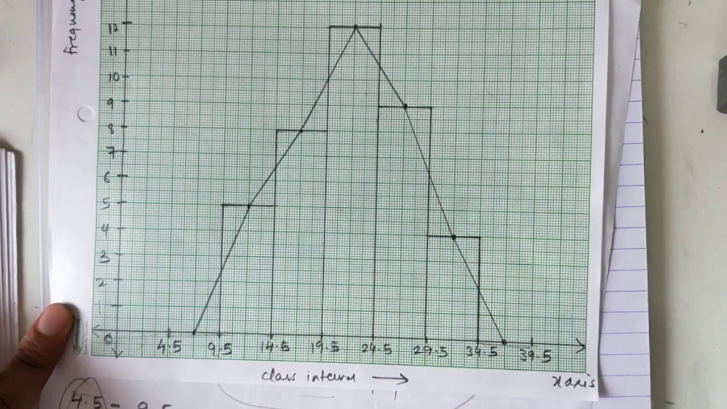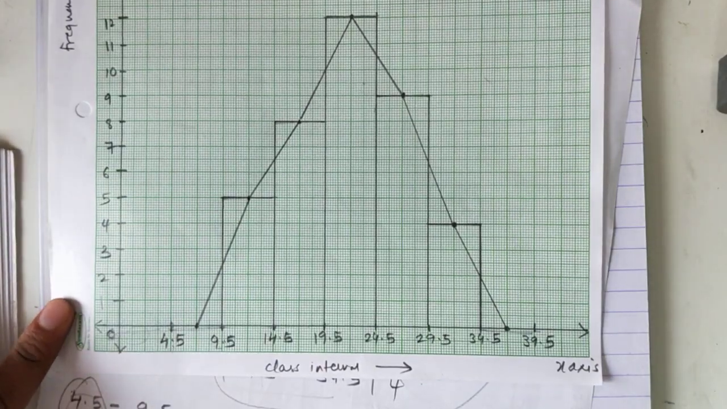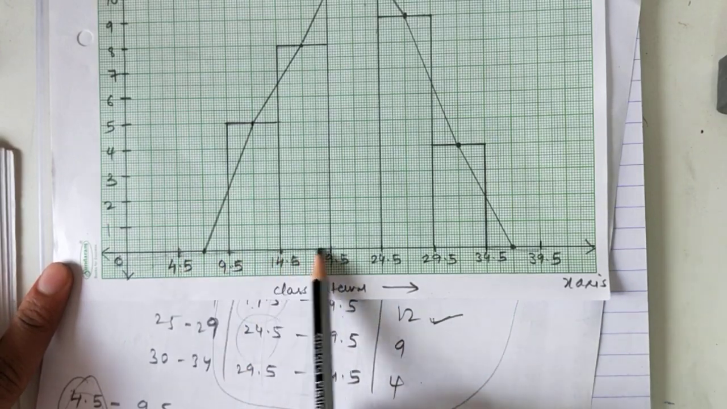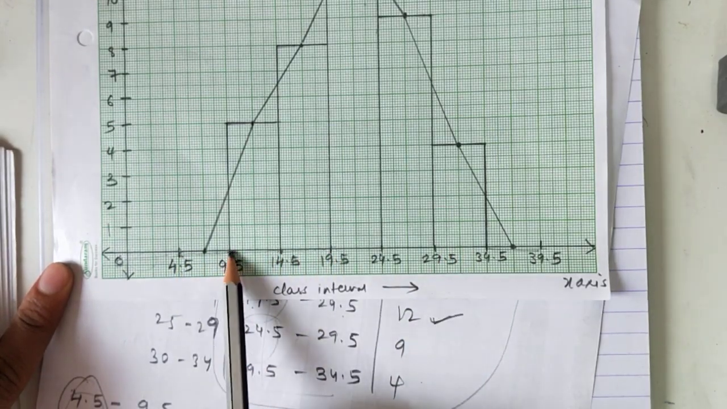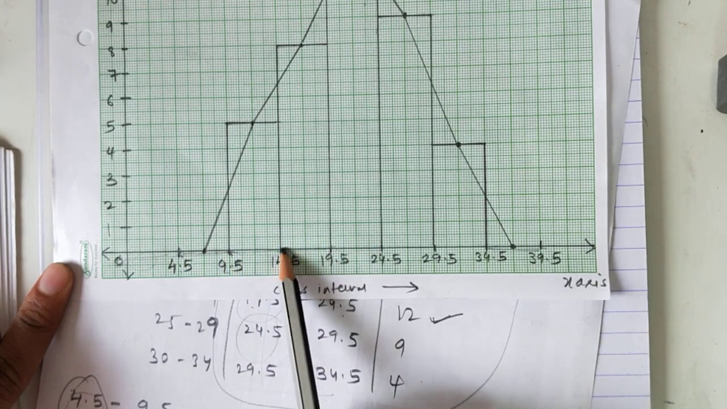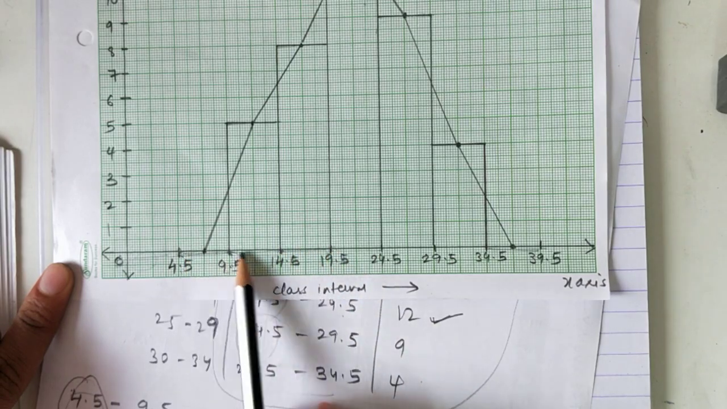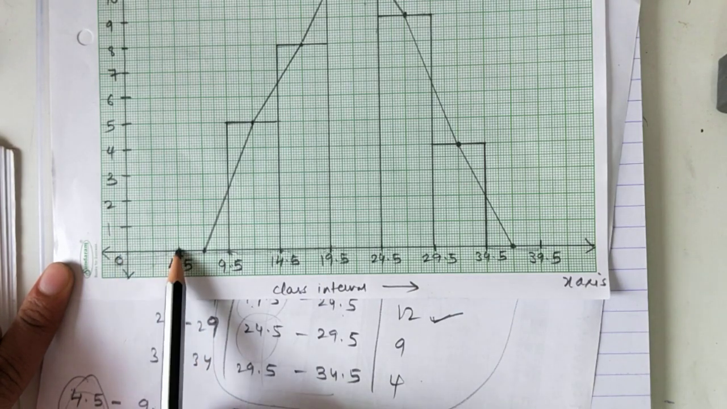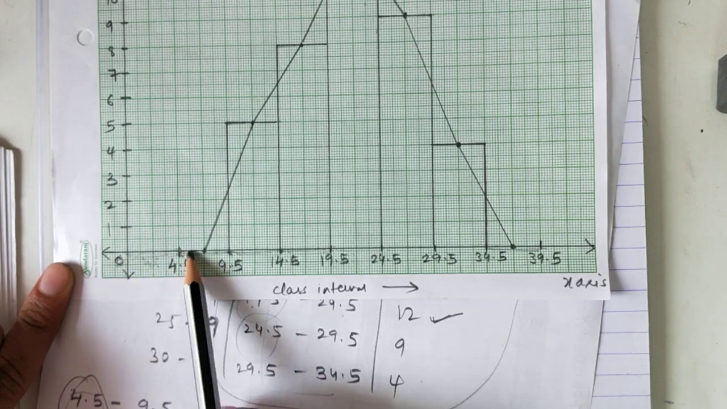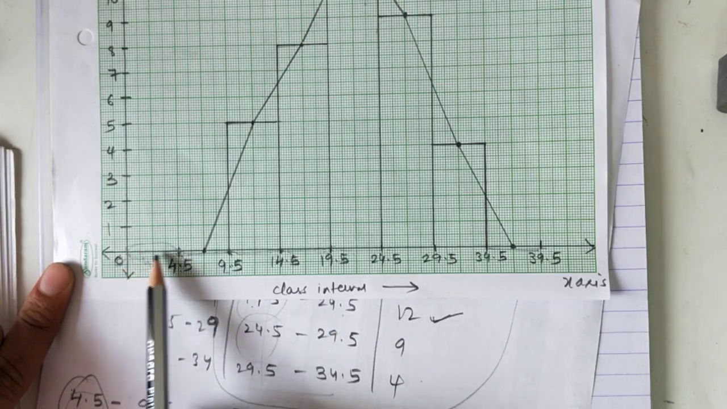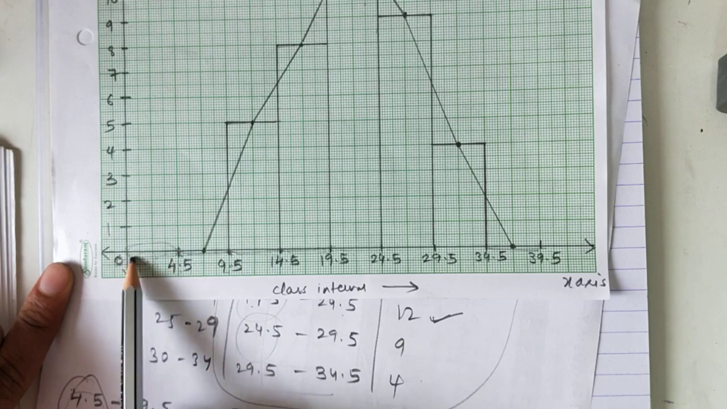Now one important thing here, a very important part. See the class size here: 4.5 to 9.5, the difference is 5. 9.5 to 14.5, difference is 5. 14.5 to 19.5, difference is 5. So this class size is 5, correct? But you see the first one, it is 0 to 4.5. That means this class size is 4.5 and all others are 5, correct? So this first class size is different, and it is extra.